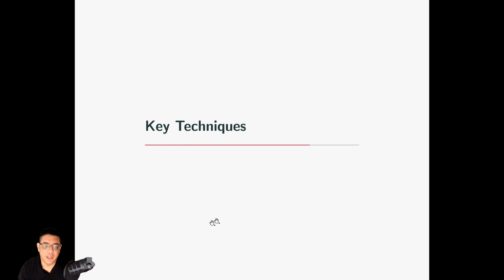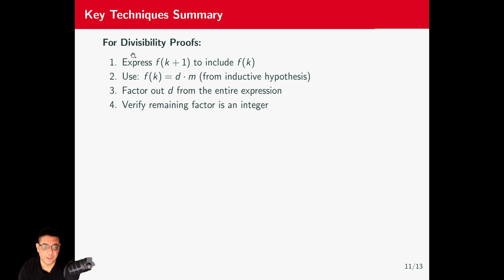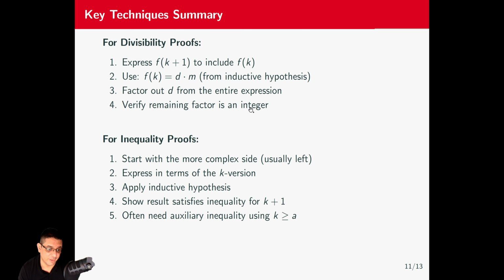Now, in summary, the key techniques is for divisibility proofs, we need to express f of k plus 1 in terms of f of k. Use the hypothesis that f of k is divisible by d. Factor out the entire expression and verify that the factor is an integer. For the inequality proof, you start with the more complex side, usually the left side. Express in terms of the k version, apply the inductive hypothesis, and show that the results satisfy the inequality for k plus 1. We often are going to need the fact that k is bigger than some number, that is our starting hypothesis.